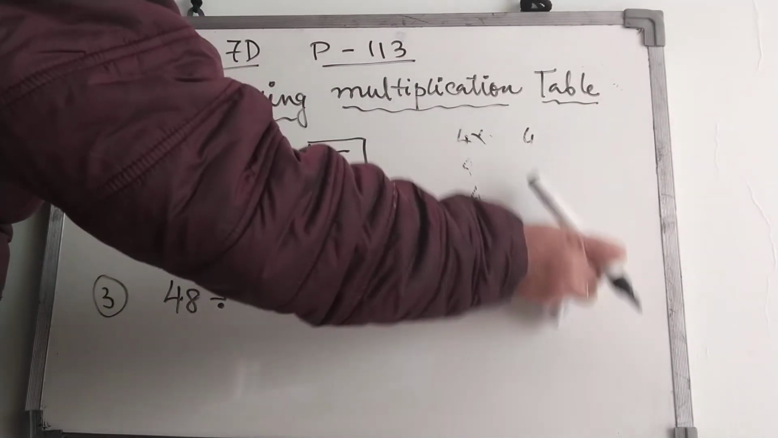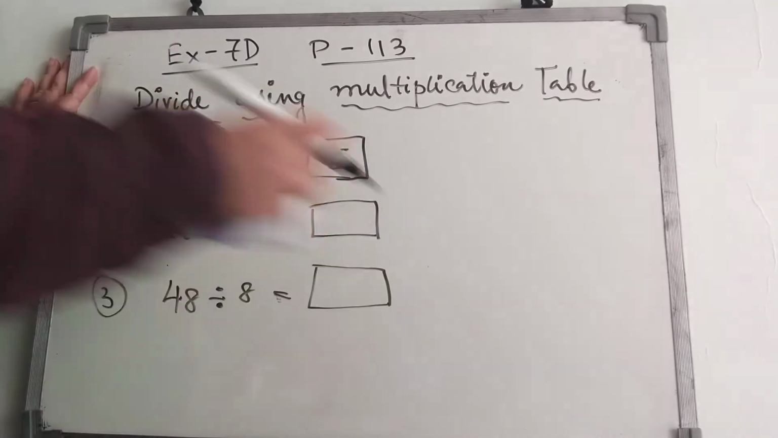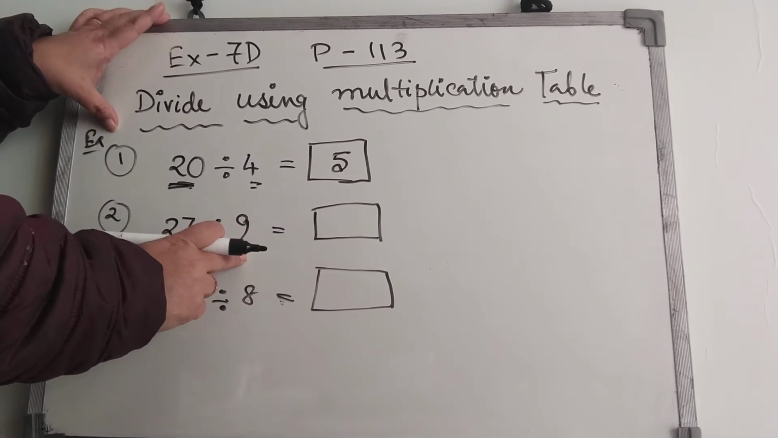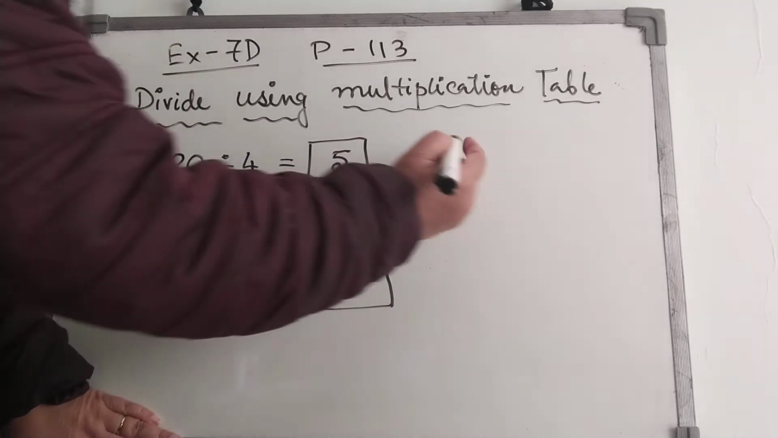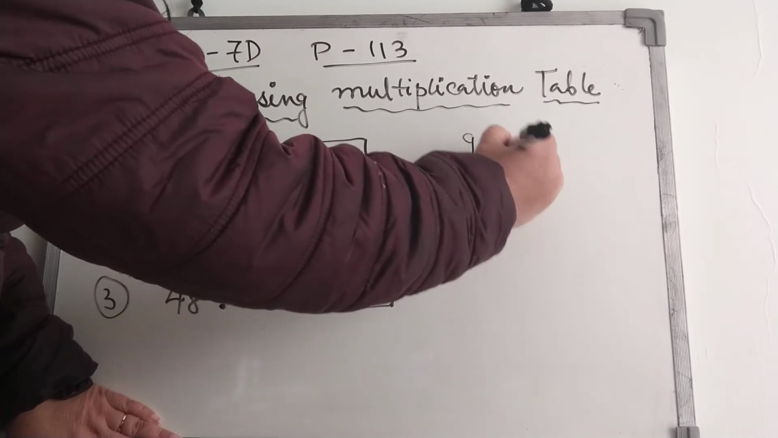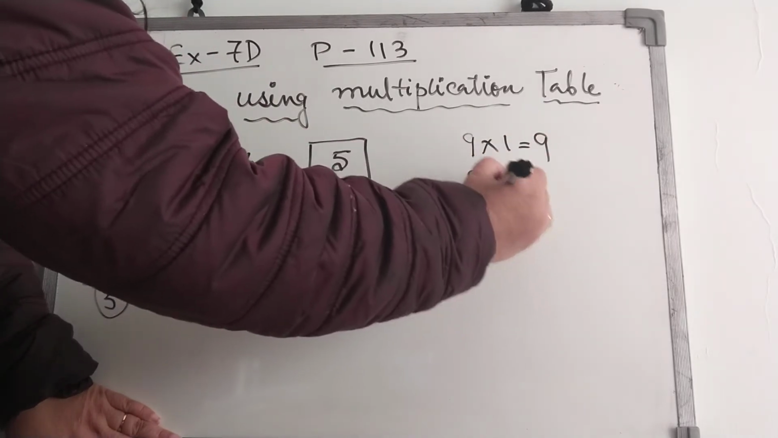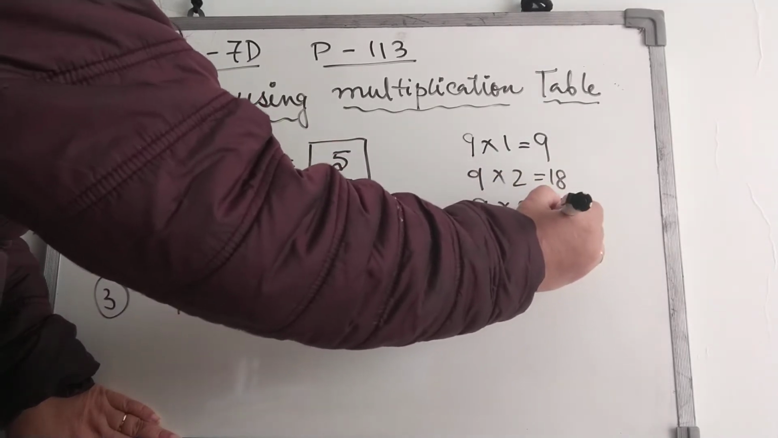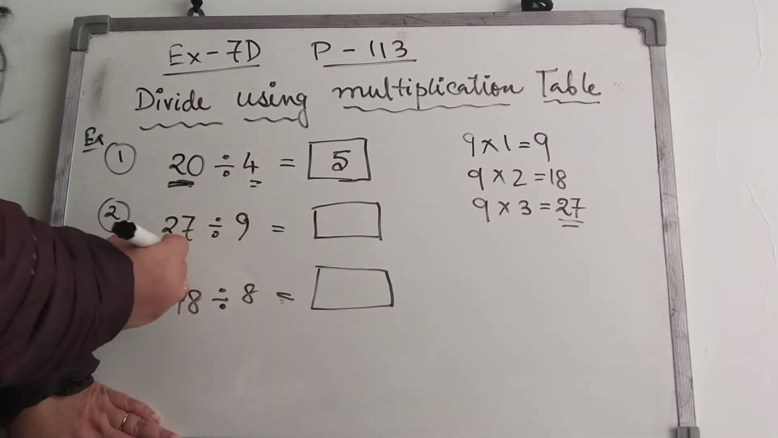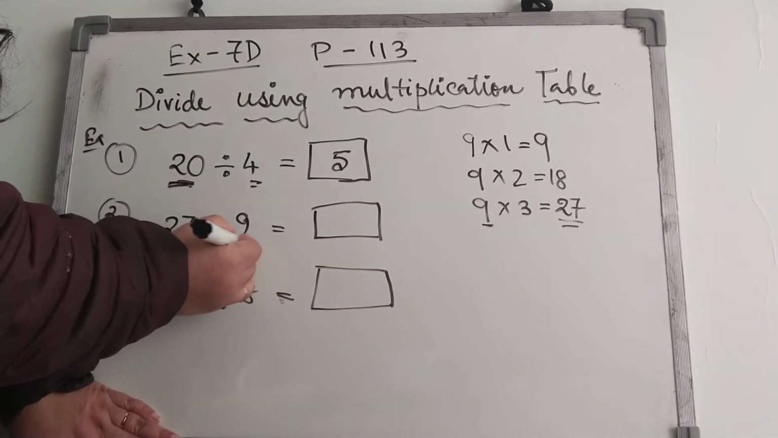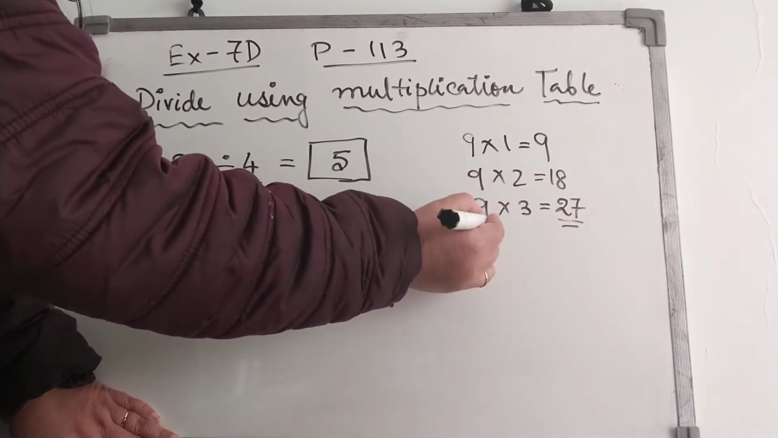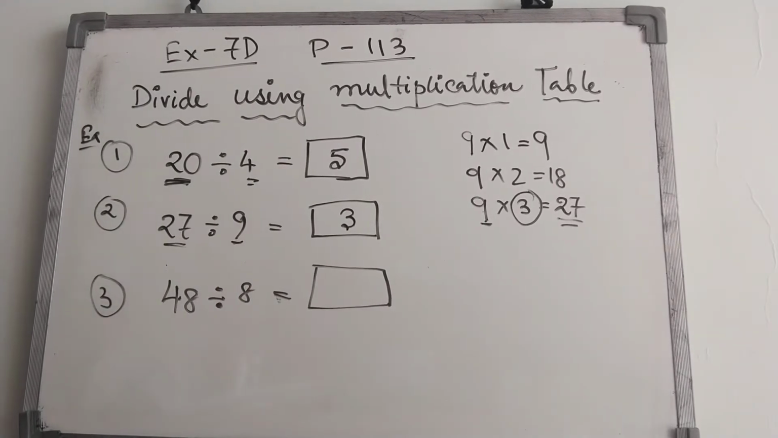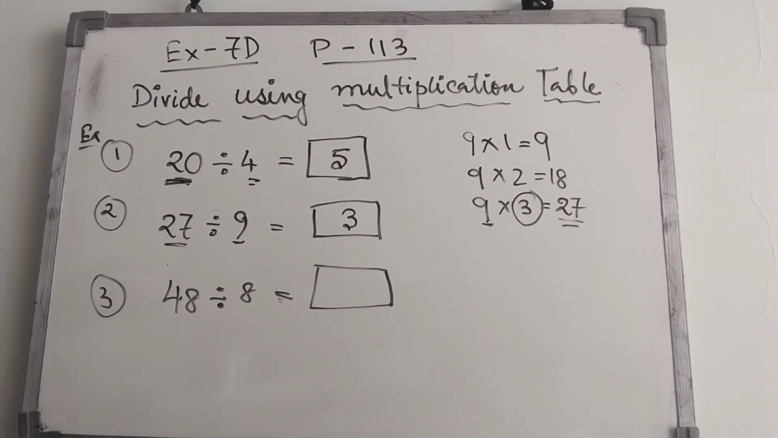Now come to the second question, 27. Now which multiplication table do we have to tell? 9. 9 ones are 9, 9 twos are 18, 9 threes are 27. 27, we got 9. So 27 divided by 9 is equal to 3.